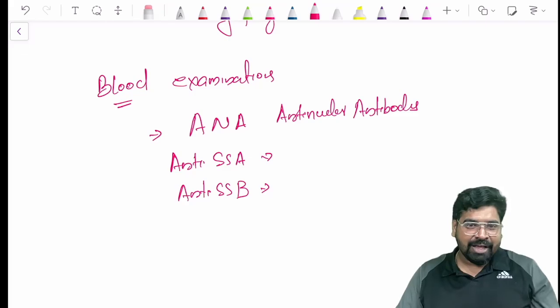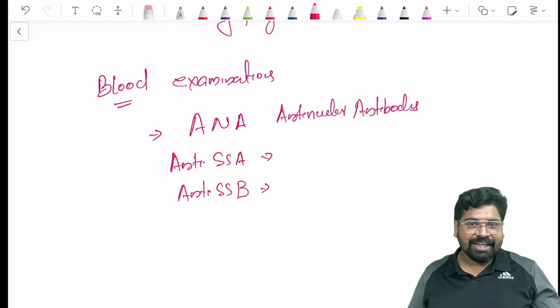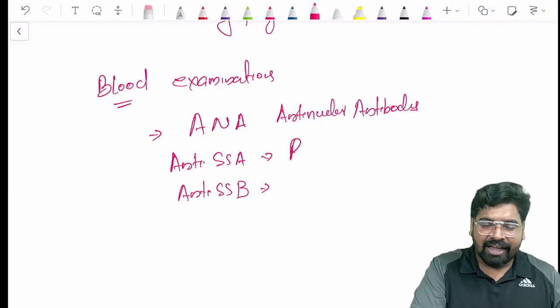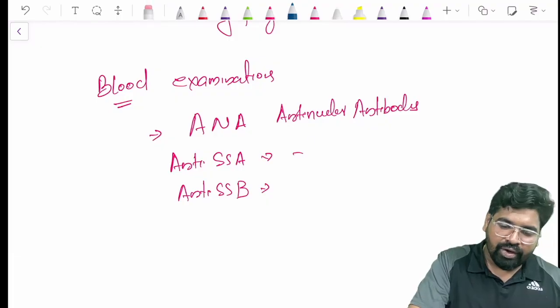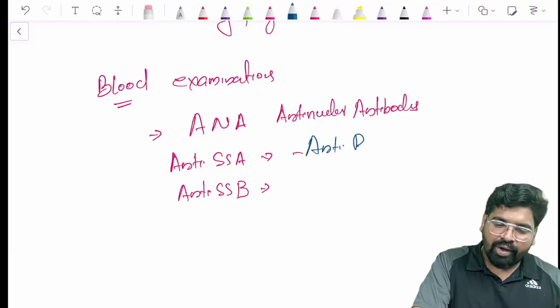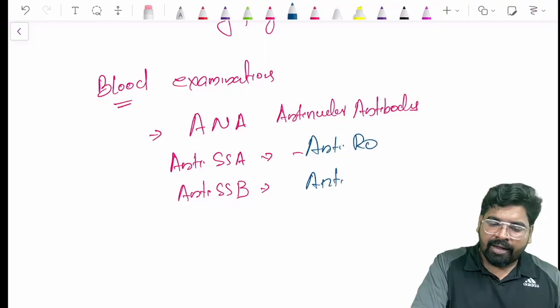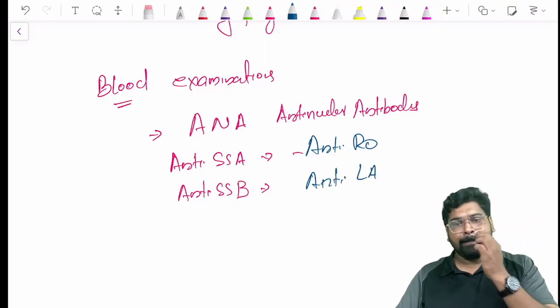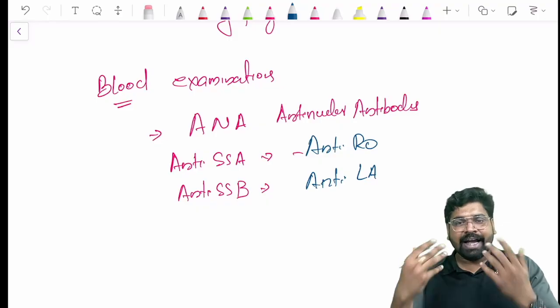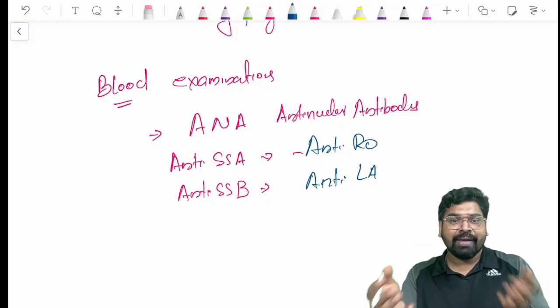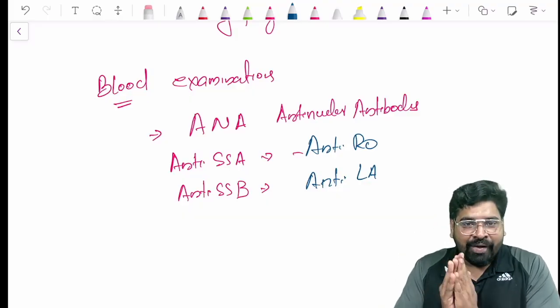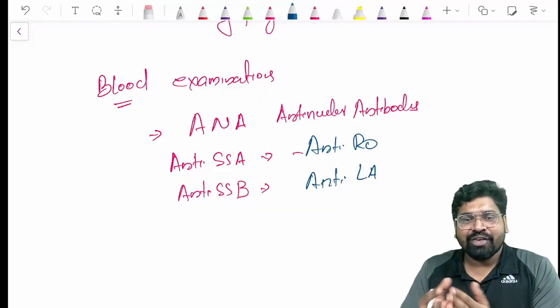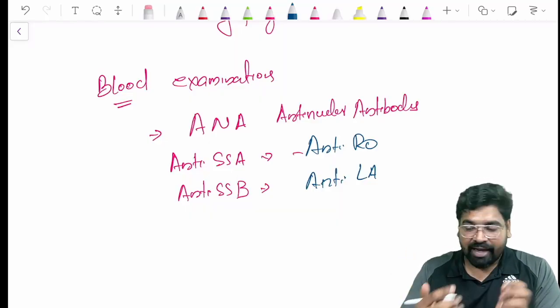He will be depressed. He will be crying because his girl left. So anti-SSA is anti-Ro and anti-SSB is anti-La. So I say Ro. Ro in Hindi means cry. He can only cry because she's gone. So in the blood you can see anti-SSA, anti-SSB, ANA antibodies.